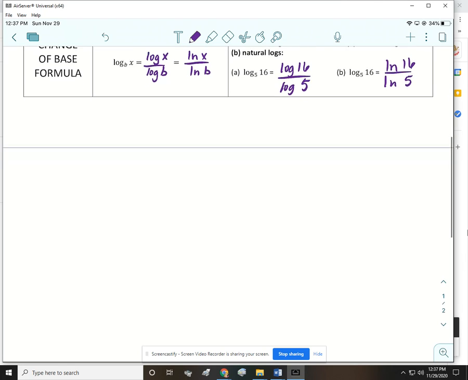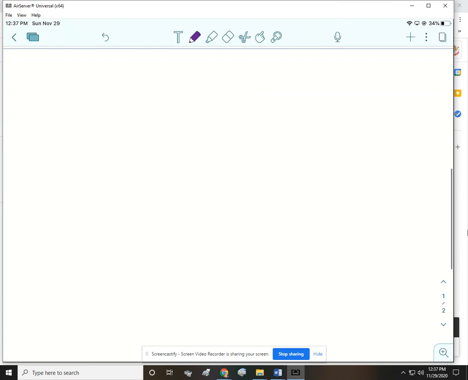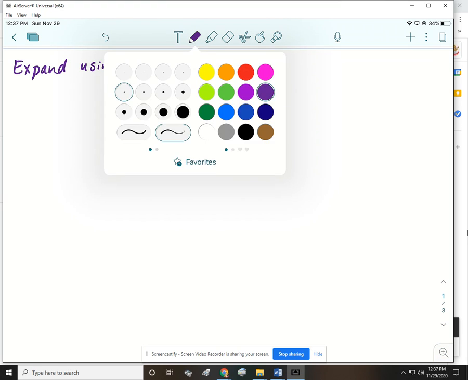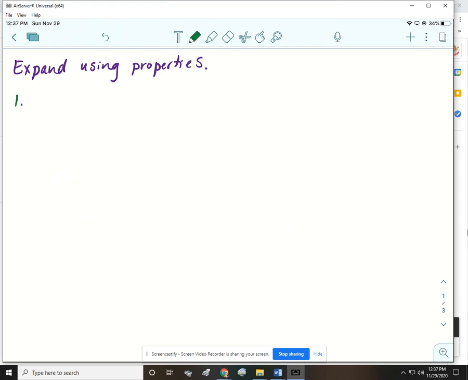All right, so on the back of that worksheet, we're going to do some examples that get a little more complex. This first one is not too bad, but our directions are to expand using properties. All right, and for number 1, this one's not too bad. We have log of t over 8. Now, a lot of times this would also be in parentheses, but it doesn't have to.